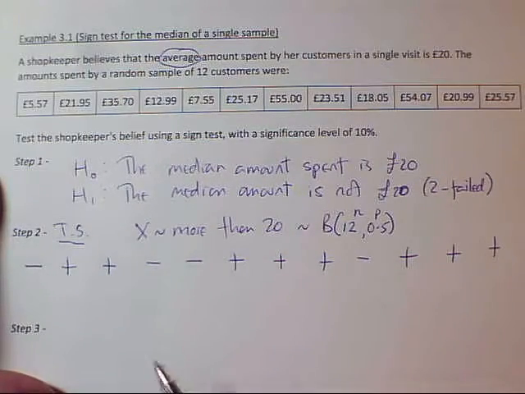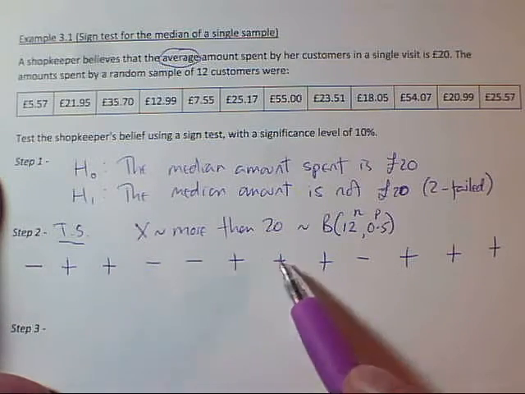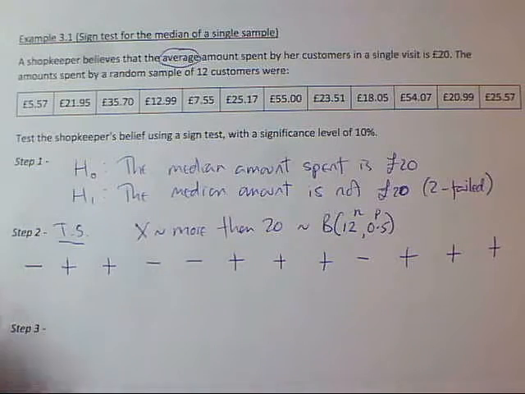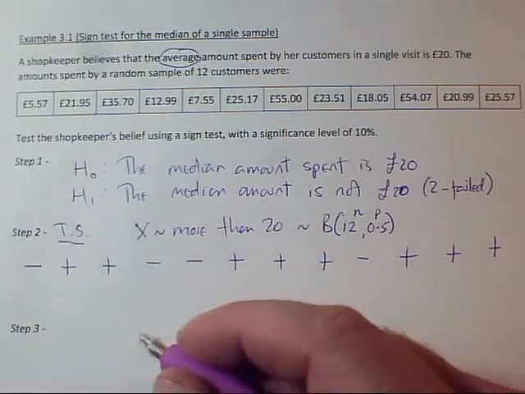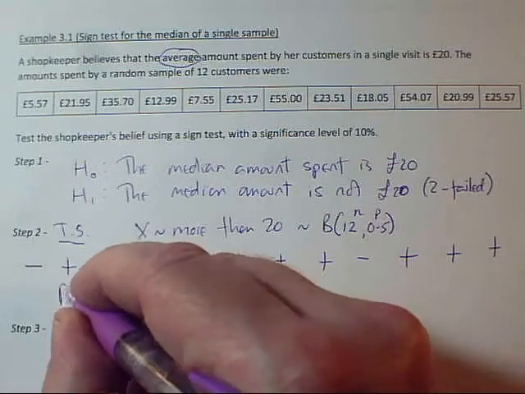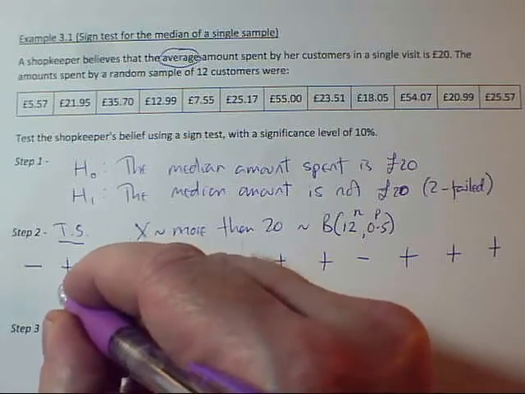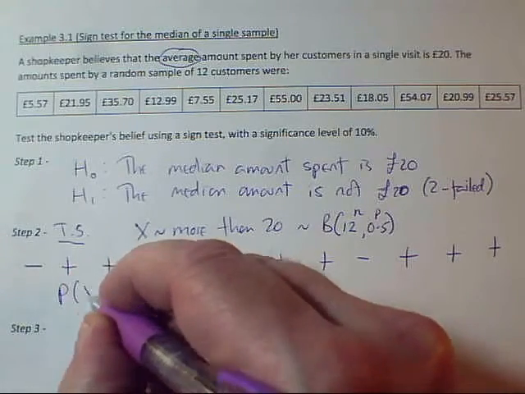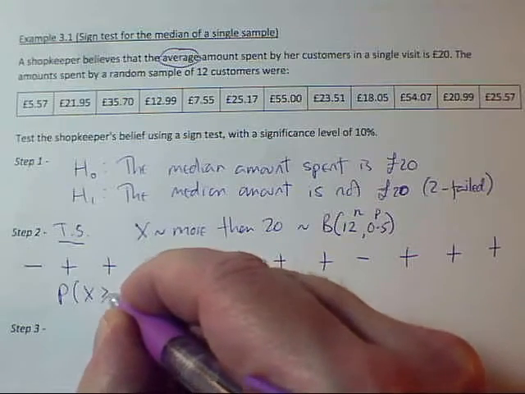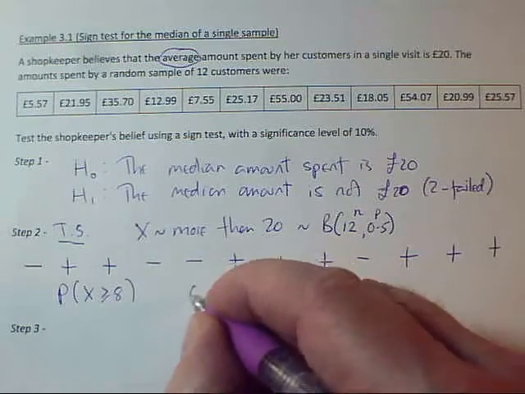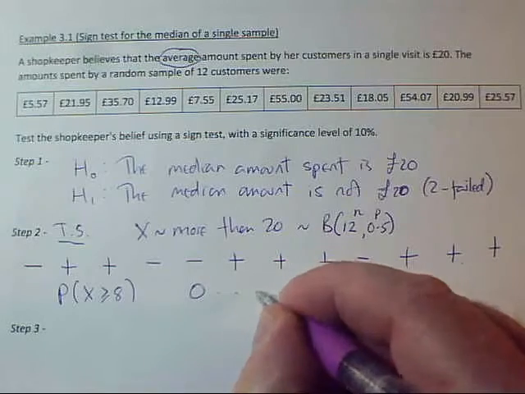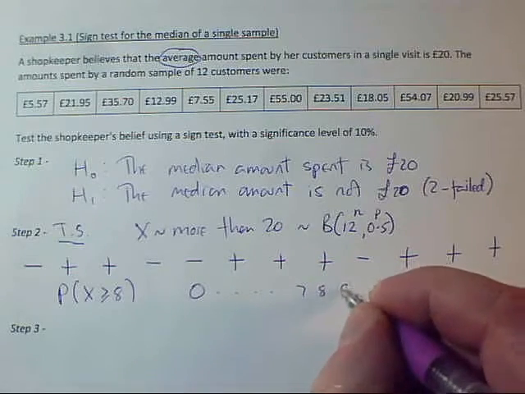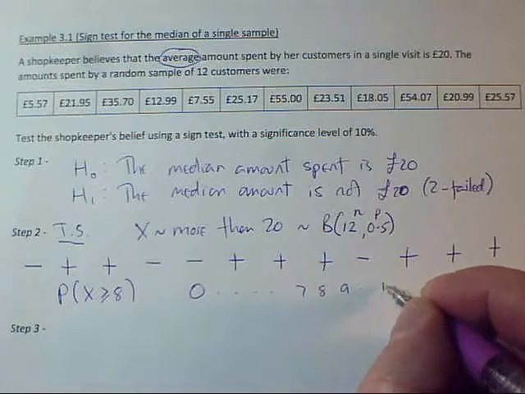So out of my 12 customers, I've got 1, 2, 3, 4, 5, 6, 7, 8 customers who are above the median. So the probability I need to look at now is not the probability of equaling 8, it's the entire tail that I'm within. So the probability that X is greater than or equal to 8. So it's a binomial distribution with possible outcomes from 0, up to 7, 8, 9, up to the maximum of 12.